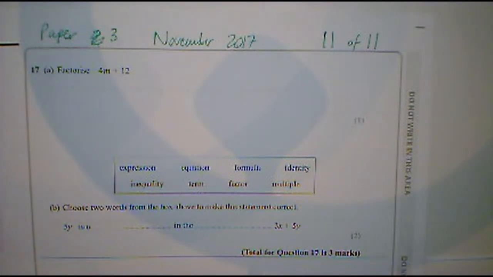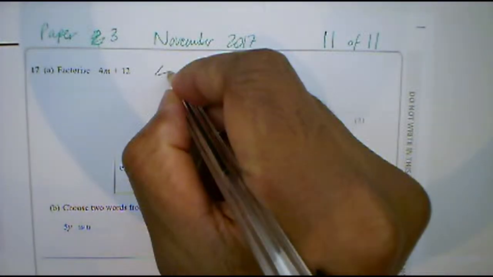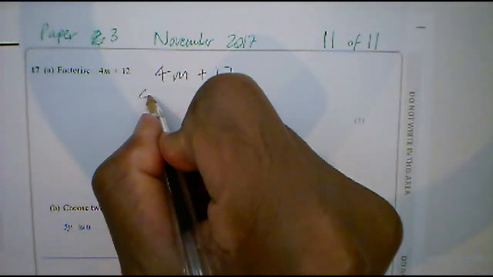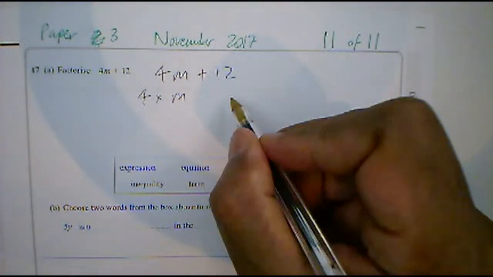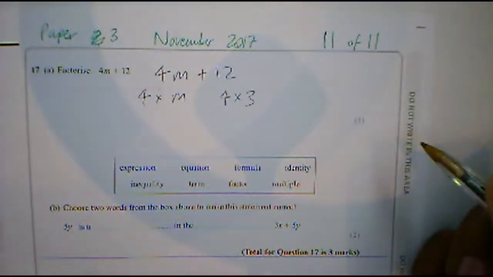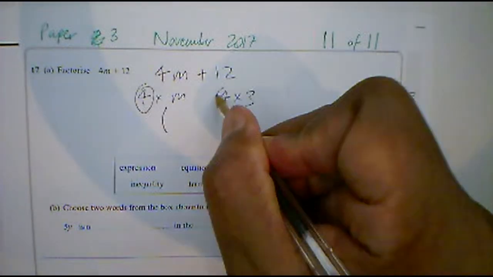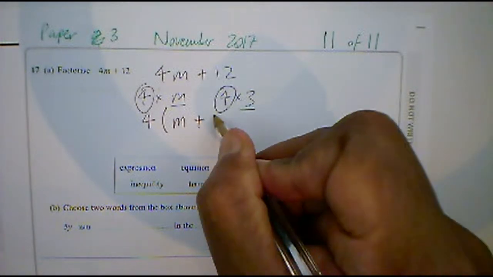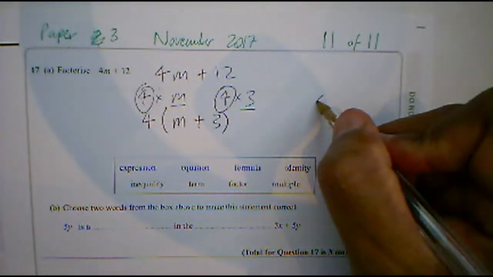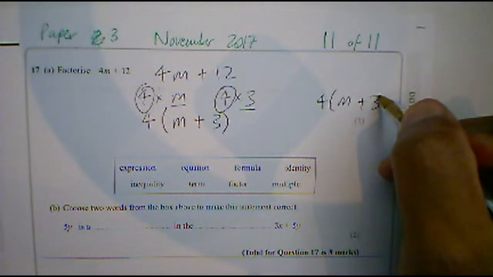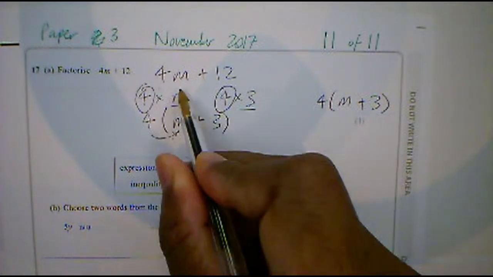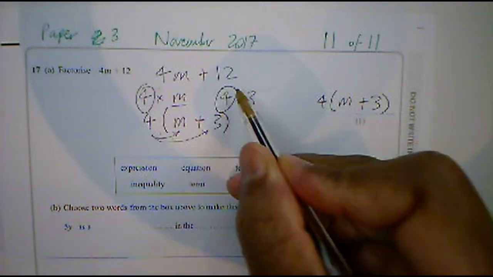So when we're looking at this question, it says factorize 4m plus 12. So does 4 go into 12? Yes, it does. So this is 4 times m. 12 is 4 times 3. So I can put brackets. 4 goes on the outside. m goes on the inside, plus I'm left with 3. So that's my final answer, 4 bracket m plus 3. And now I just double check. 4 times m gives me 4m. 4 times 3 gives me 12.